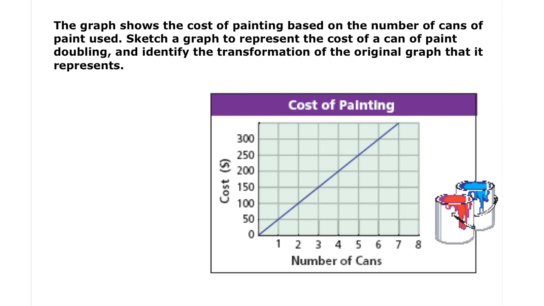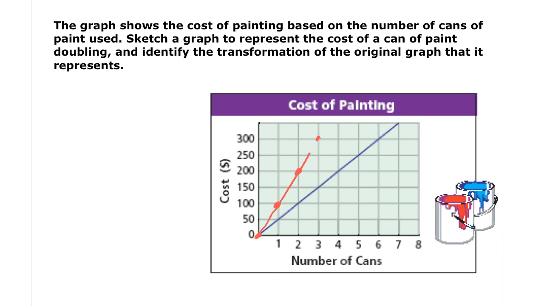In this example, we're going to be doubling the price of a can of paint. We could use a table for this, but I also want to just think through this logically. So first, if a can of paint costs $50, if we double that, that one can of paint is going to cost $100. If 2 cans of paint cost $100, double that, 2 cans are now going to cost $200, and so on and so forth.